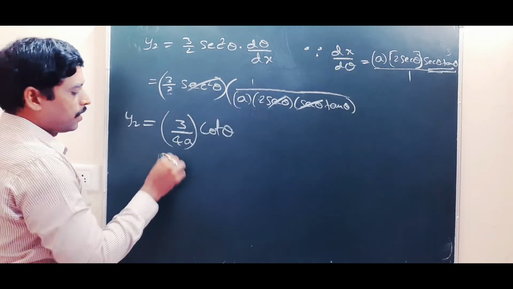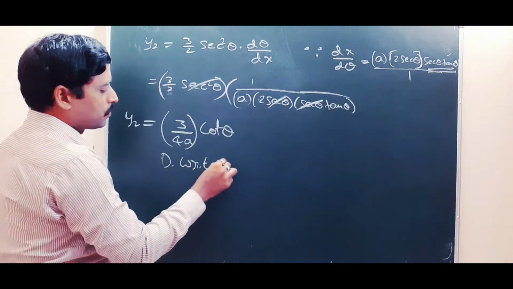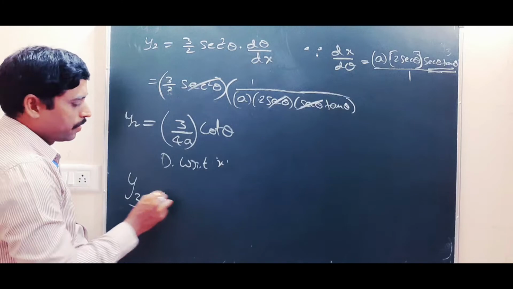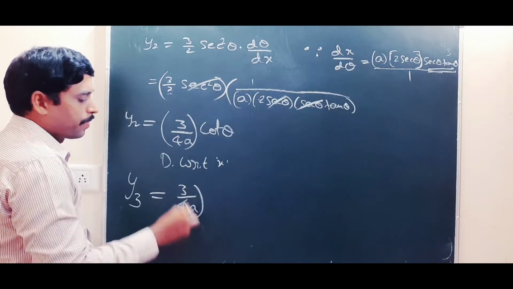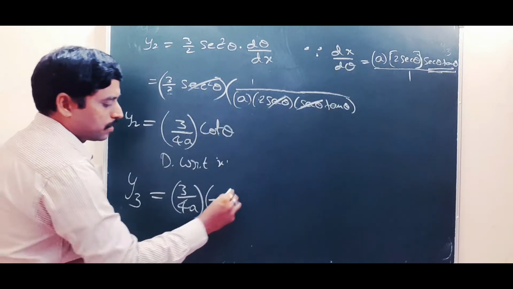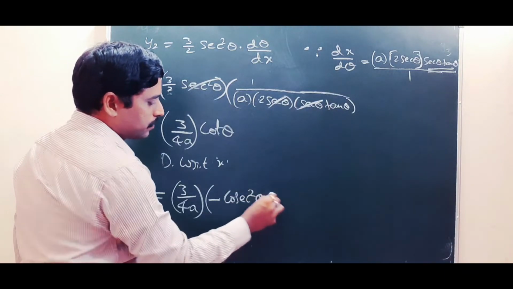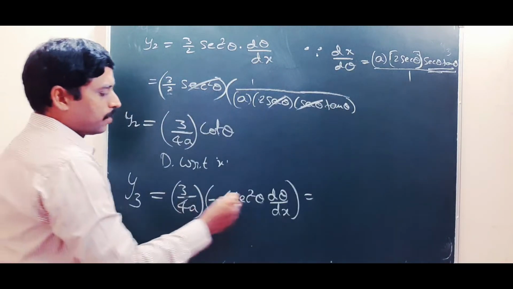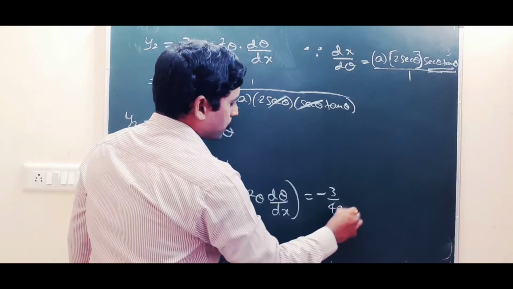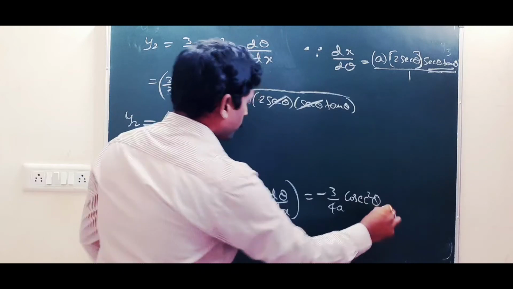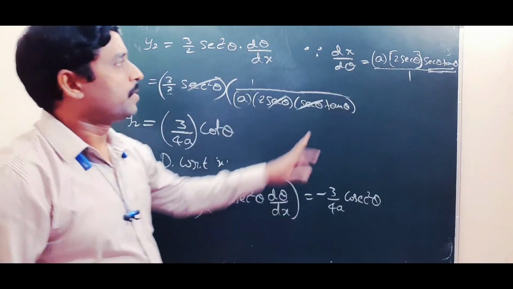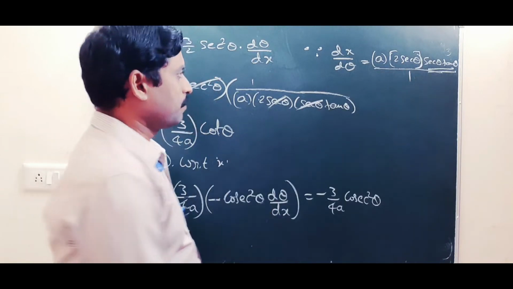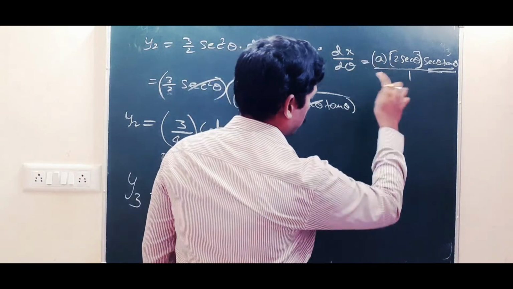So this is y2. Again differentiation with respect to x on both sides. So differentiation of y2 is y3, this is our target. 3 by 4a constant. Differentiation of cot theta is minus cosecant square theta into d theta by dx. So it will be minus 3 by 4a into cosecant square theta into d theta by dx. We have dx by d theta, so d theta by dx is the reciprocal of dx by d theta.